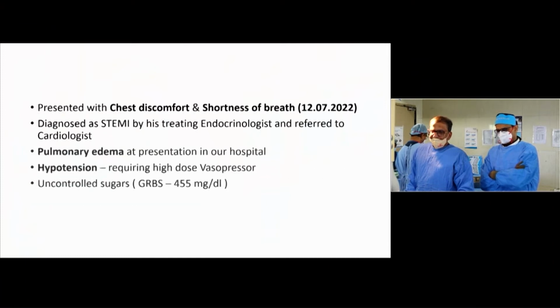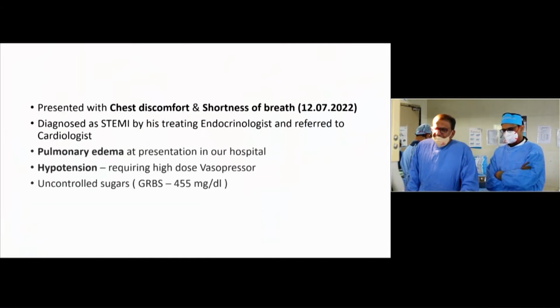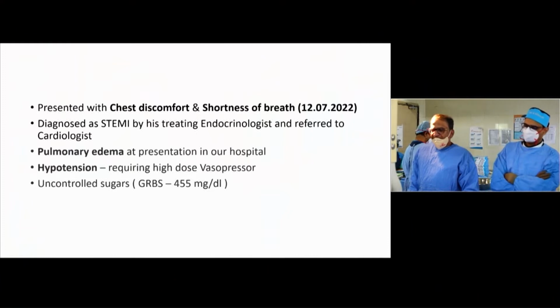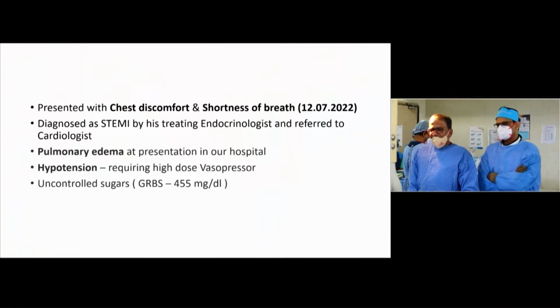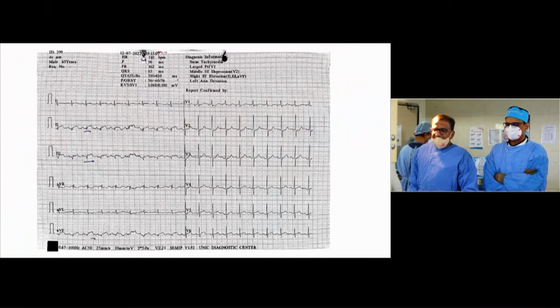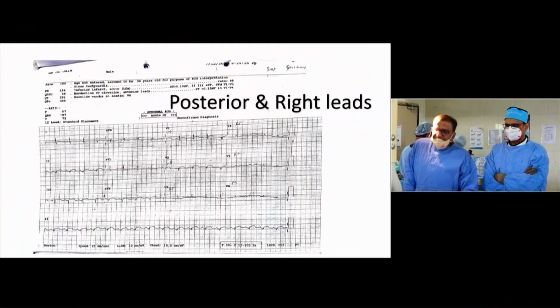Next. He was admitted with an acute inferolateral MI on 12/7/2022 and pulmonary edema, and the patient had severe hypotension leading to high vasopressors and uncontrolled sugars. Next slide. So this is an electrocardiogram showing ST elevation in L2, L3, AVF and there is a small ST depression in V1 also. Next slide. And these are the posterior lateral leads V7, V8. You can see the ST elevation there.